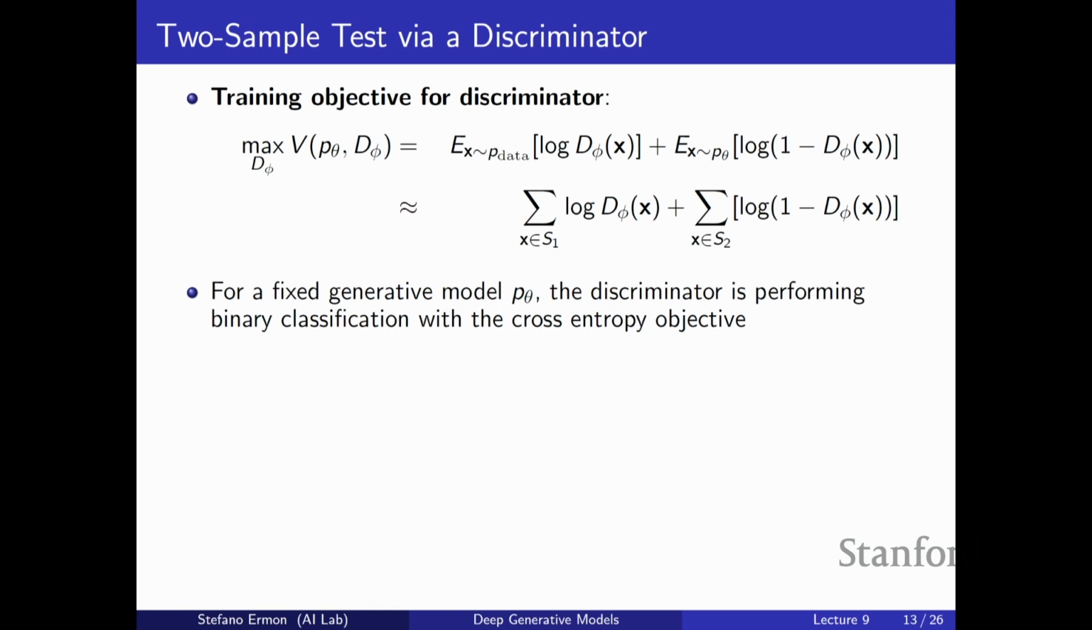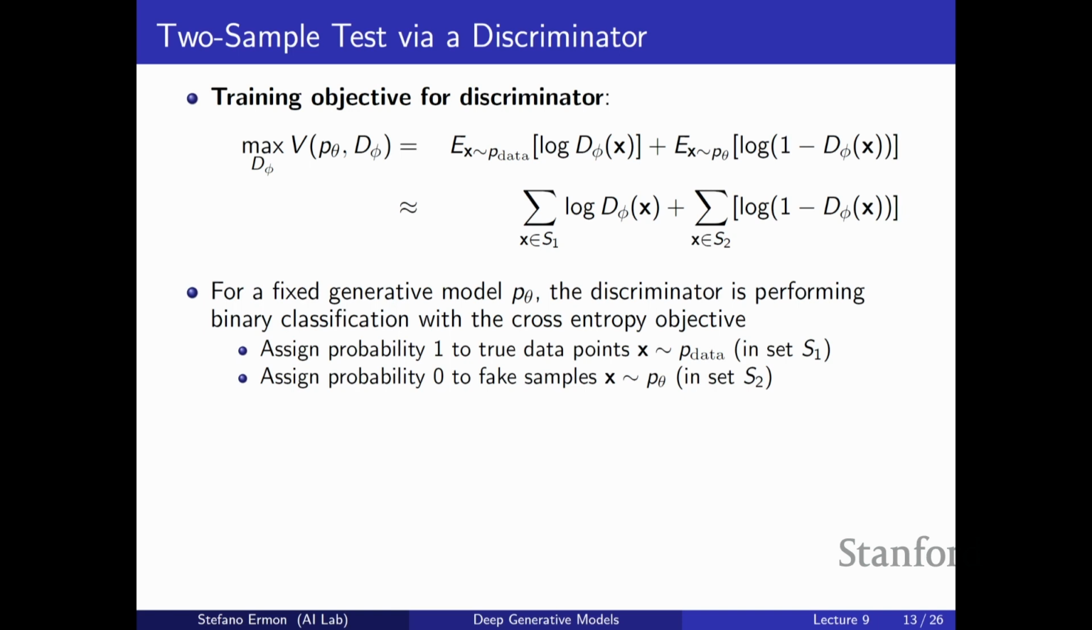Basically, the discriminator, phi, is performing binary classification with the cross entropy objective. You can see what you're supposed to do to do well here: you're supposed to assign probability 1 to all the samples that come from p data, and probability 0 to all the samples that come from the model, if you want to maximize that quantity. Which, again, is basically what you would do if you were to train a classifier to distinguish the two groups of samples, and that's just like the negative cross entropy.